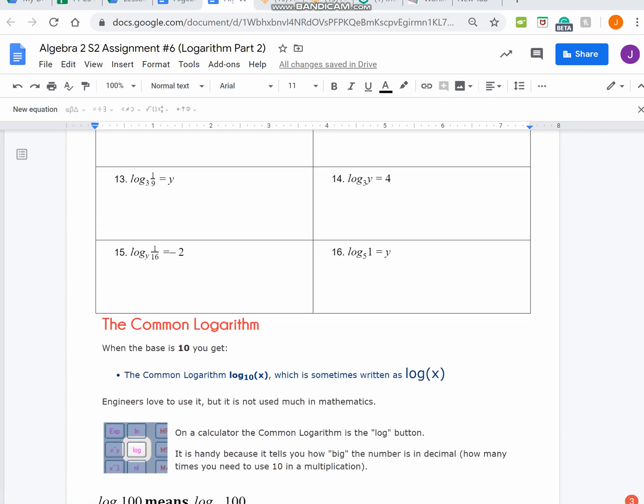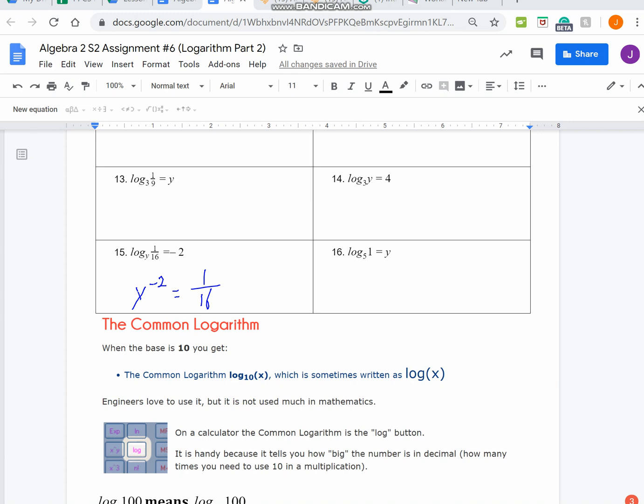So for number 15, again, to figure out this missing value we need to change this into the exponential form. First thing that you have to do for number 15 is change it into the exponential form. So y to the negative 2 is equal to 1 over 16. What should the base be so that I can end up with 1 over 16?